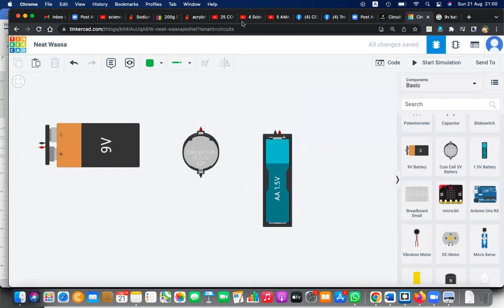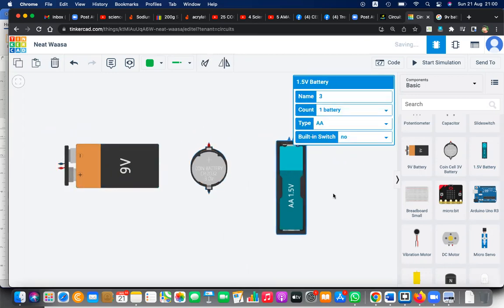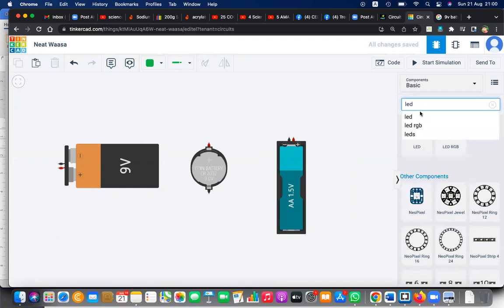Okay, so if I ask you to create a small circuit to light up an LED bulb, which battery will light up the LED bulb properly? So which battery will light up the LED properly? AA battery. So I can put the LED. Let's put the LED and see.